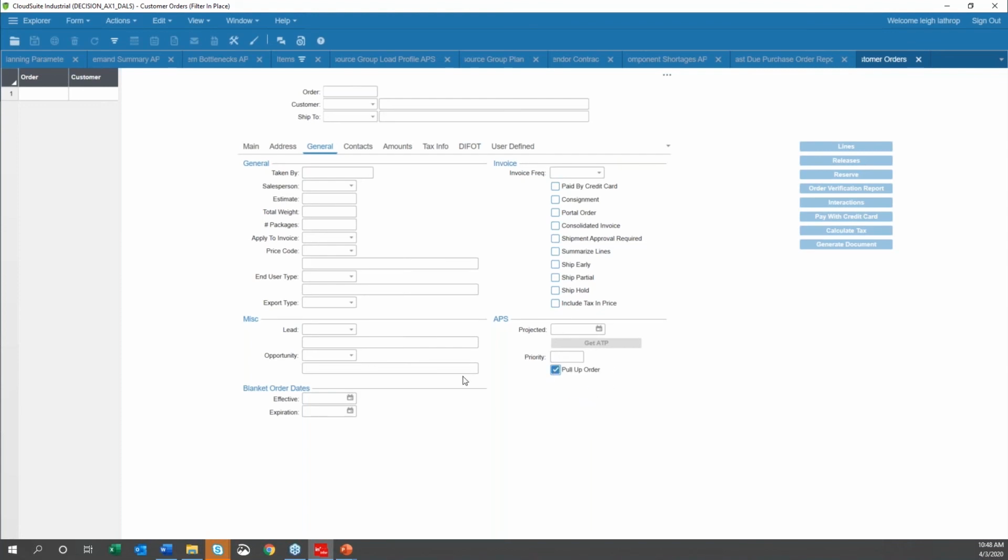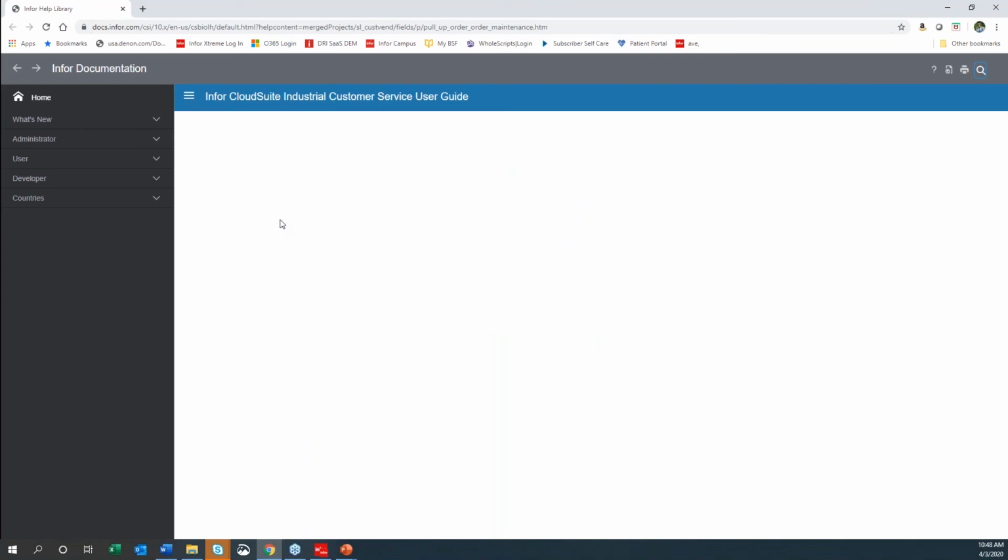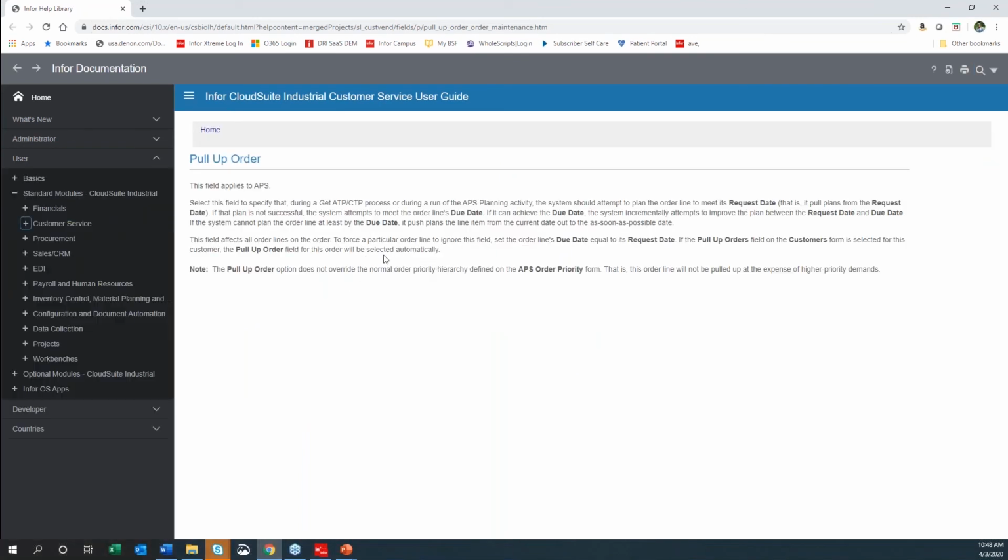And when we go to the help form here and take a look at this, you can see that the help is fairly good for it. It's not as simple as this form applies. So if you're going to do that, and it's cool functionality, do some research about what this does, because it can do interesting things to the planning engine.